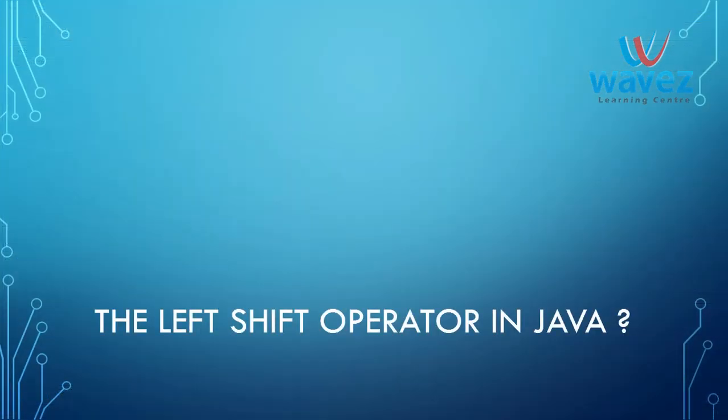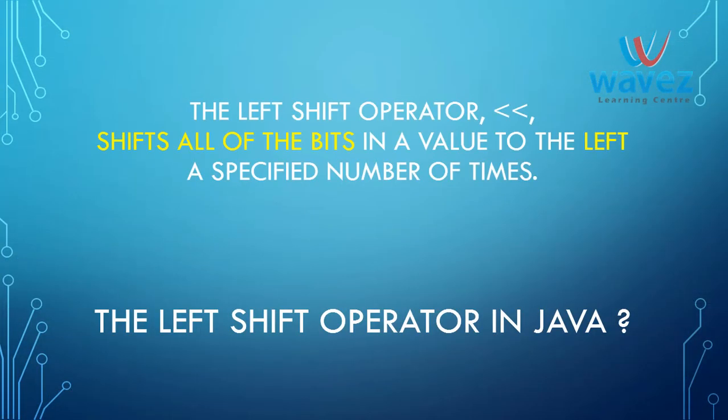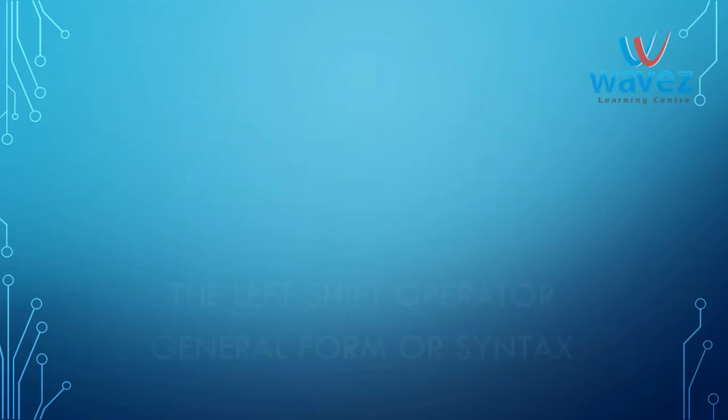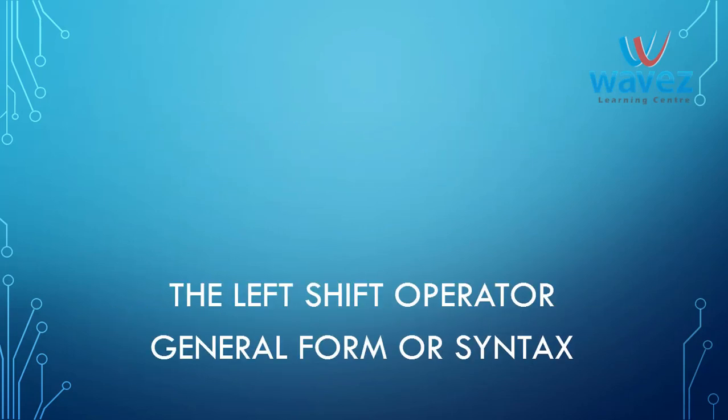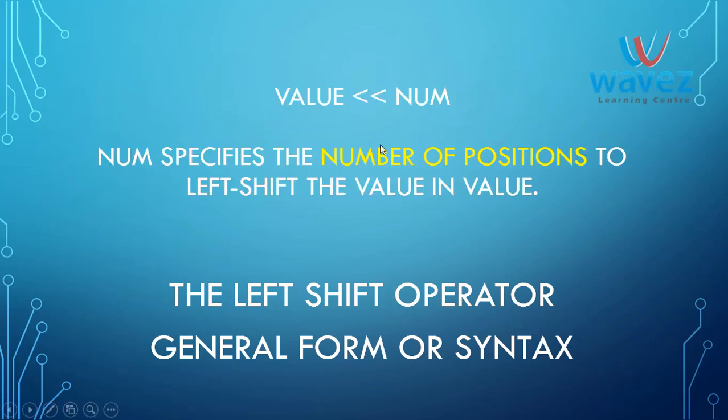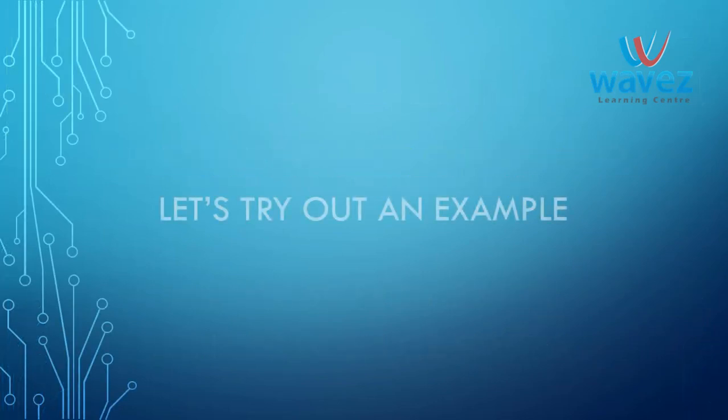Now let's learn about the left shift operator in Java. The left shift operator shifts all of the bits in a value to the left a specified number of times. Let's learn more about it in detail. Let's see the general form or syntax for the left shift operator. It's value, the left shift operator, and num. In this case, num specifies the number of positions to left shift the value in a given variable. We'll understand this better with an example.